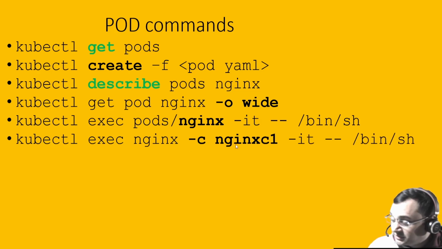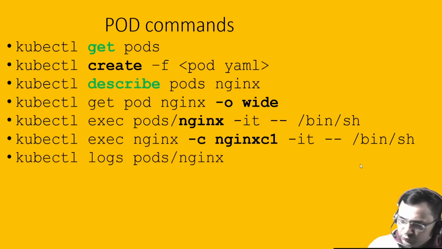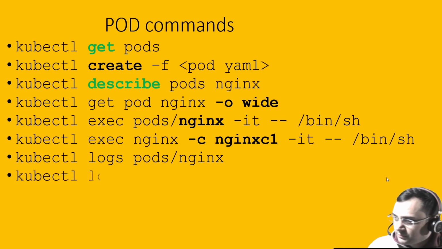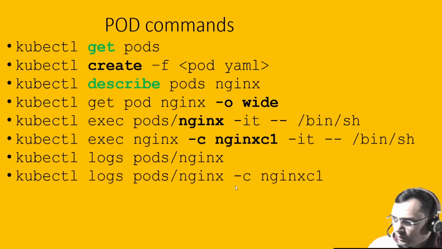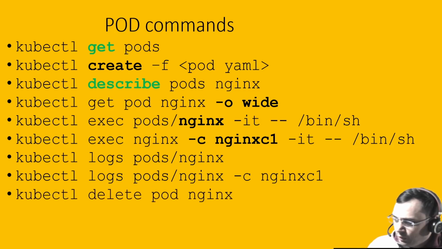kubectl exec nginx -c nginx1 -it. Let's suppose we have two containers, this -c is for the container name, and then you log in inside this container. kubectl logs, if you want to see the logs you can use this command, and then kubectl logs pod nginx, and again if you want to see a specific container you can use -c and the container name, c1, c2, whatever the container name is, and you will see the logs. kubectl delete pod nginx will delete the pod nginx.